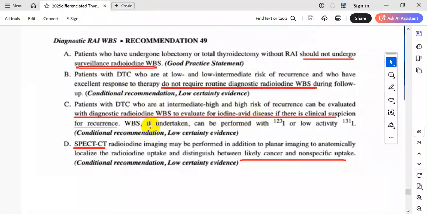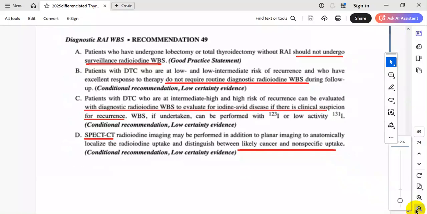Whole body scan, if undertaken, can be performed with 123 iodine or low activity 131 iodine. SPECT-CT radioiodine imaging may be performed in addition to planar imaging to anatomically localize the radioiodine uptake and distinguish between likely cancer and non-specific uptake. This is a conditional recommendation.